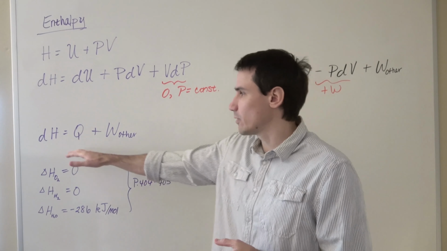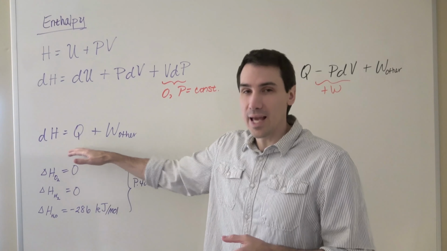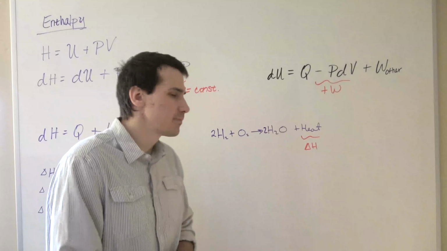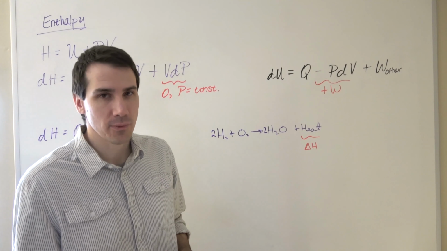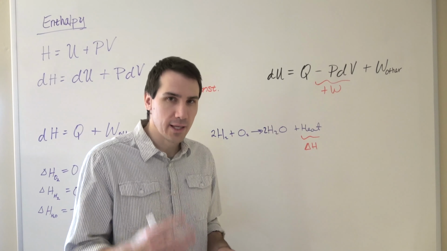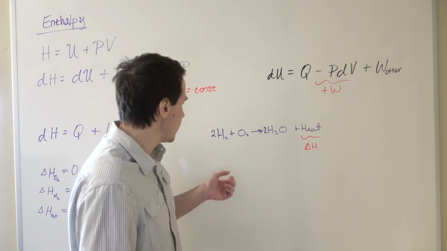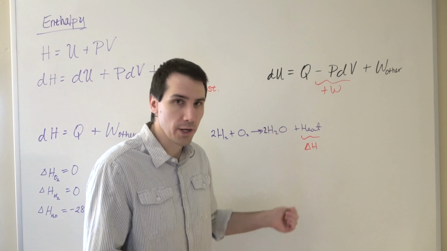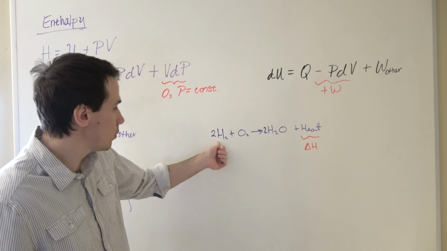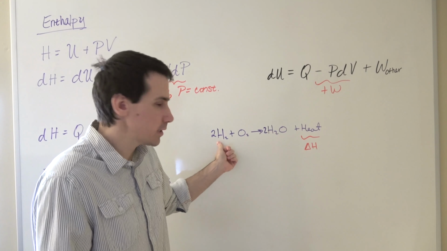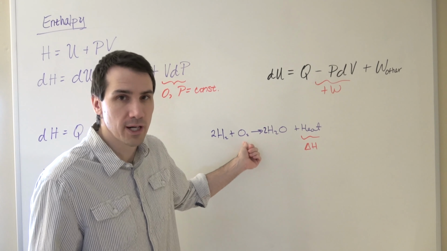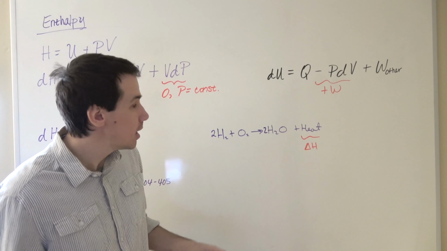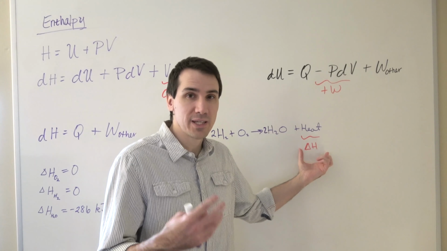So chemists often will make tables of the enthalpy change of a certain process. One example of a chemical reaction where enthalpy is an important quantity is the fusion of hydrogen and oxygen to make water. So we take two H2 molecules, we have one O2 molecule, and then we get two molecules of water out, plus some amount of heat.